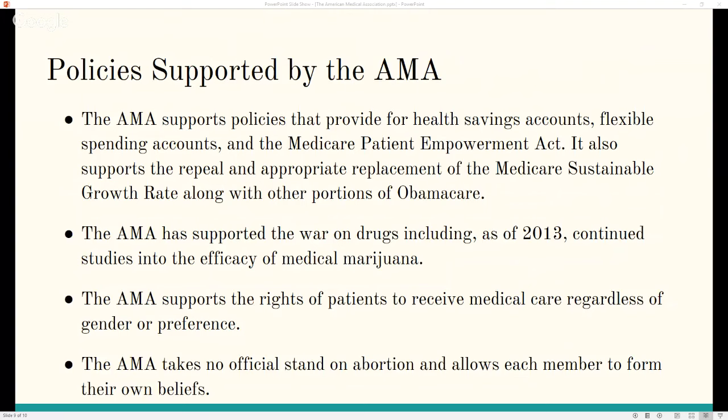The AMA has always supported the war on drugs, including, as of 2013, continued studies into the efficacy of medical marijuana. Now, it's 2017, but there's not a lot of updated information as far as the AMA's support or lack of support toward the legalization of marijuana at this point. The AMA supports the rights of patients to receive medical care regardless of gender or sexual preference. The AMA takes no official stand on abortion and allows each member to form their own beliefs. And next slide, please.